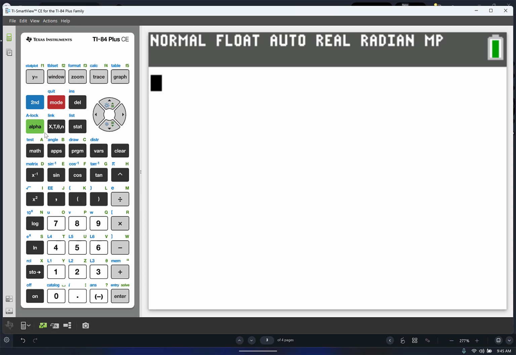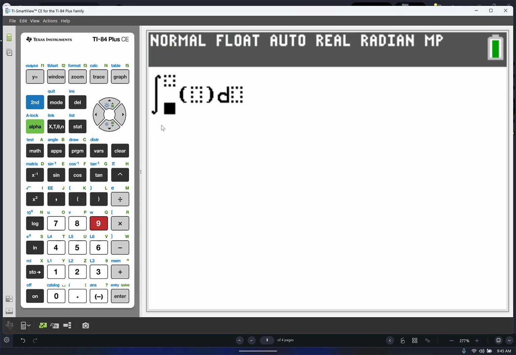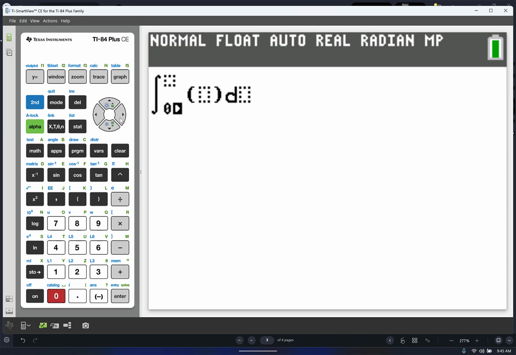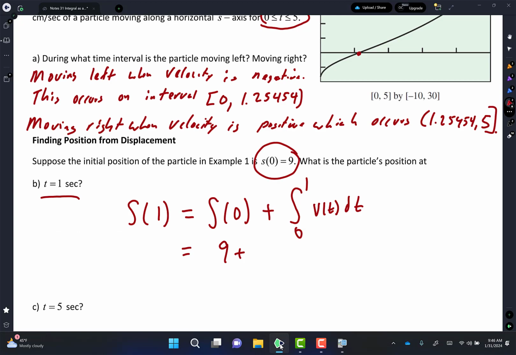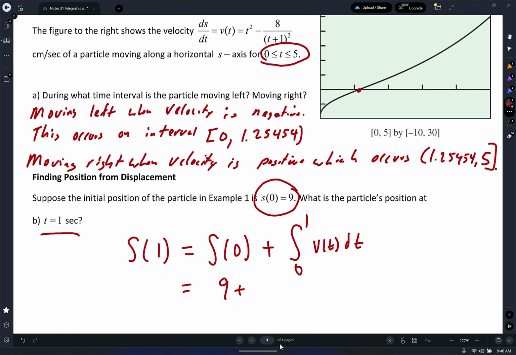Ready? I push math. Look for integral. What number? 9. What am I gonna put in my integrand here? 0 to 1. And then in here, you could type it again if you wanted to. The best way, you already have it in Y1, no? Call Y1. Alpha trace Y1. Oh, did I? No, it's this one. I just didn't type it out right.